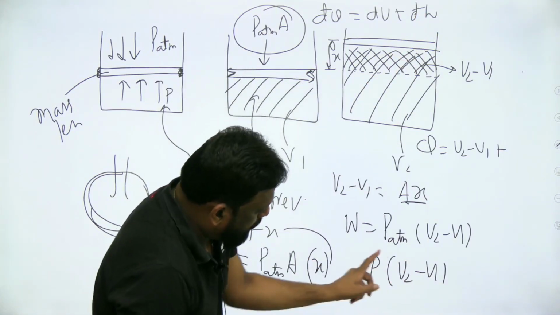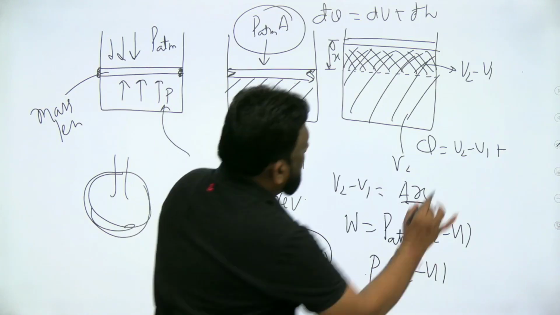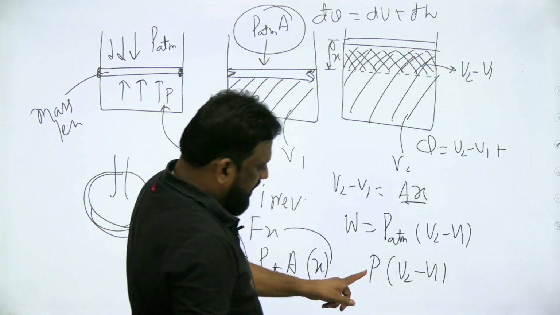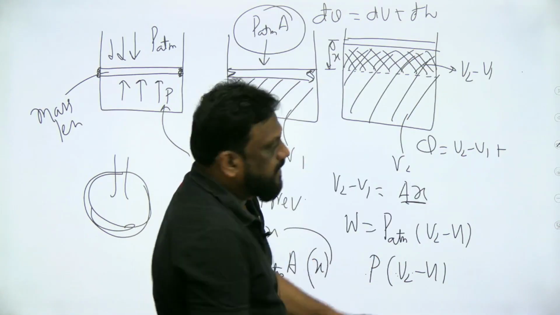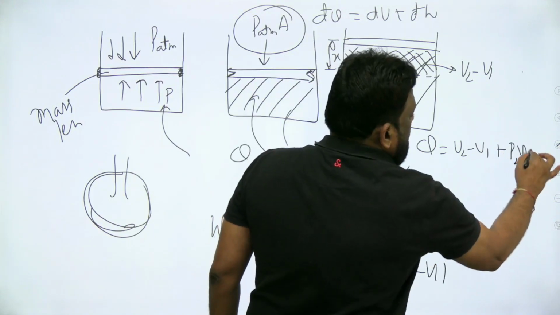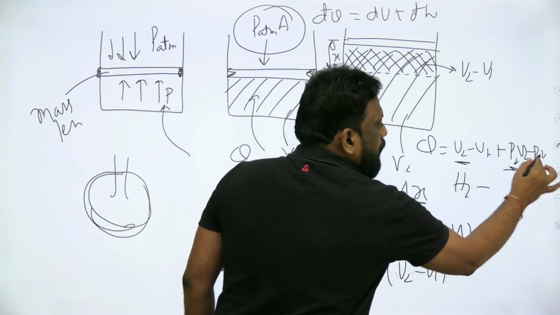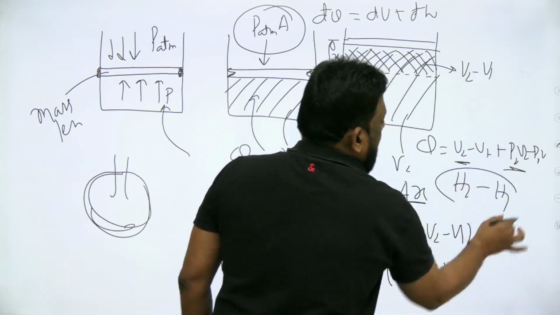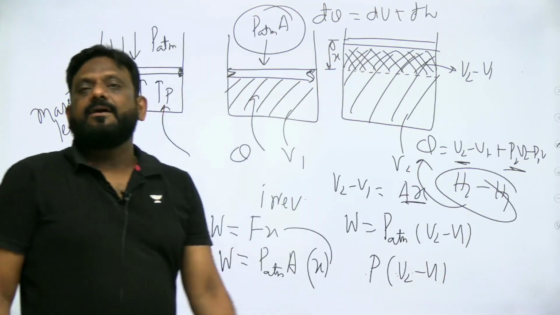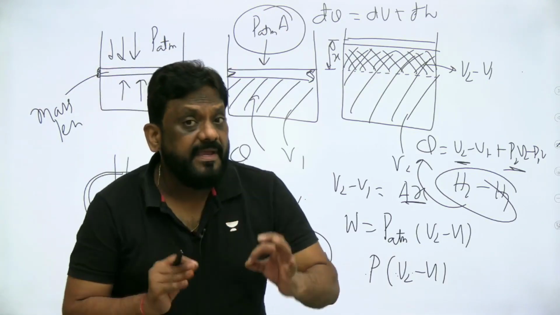I can write this as P2 V2, and I can write this as P1 V1. So, d'W, the work, is given by PV2 minus PV1. So, therefore, P2 V2, pressure is constant, P1 V1. Again, it is U2 plus P2 V2, which is H2, and U1 plus P1 V1, which is H1. So, again, it is the heat content. So, for a constant pressure process, now you may get confused.